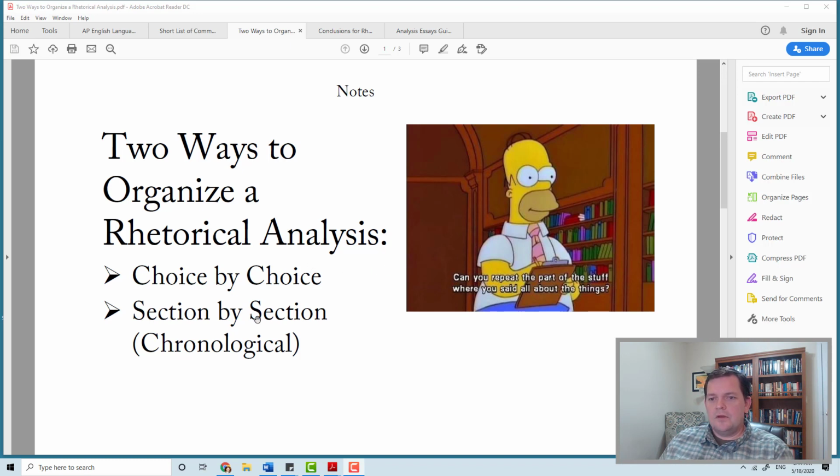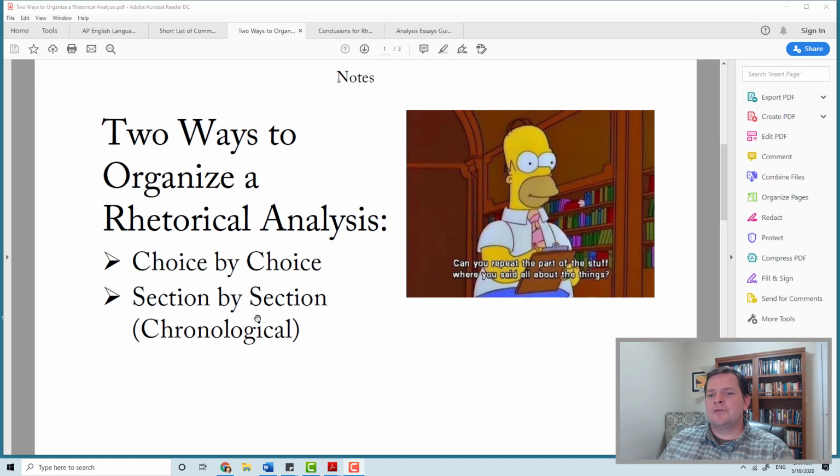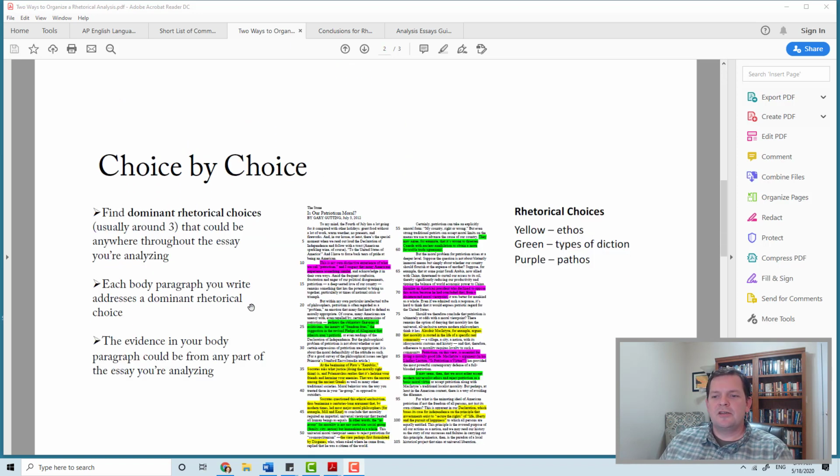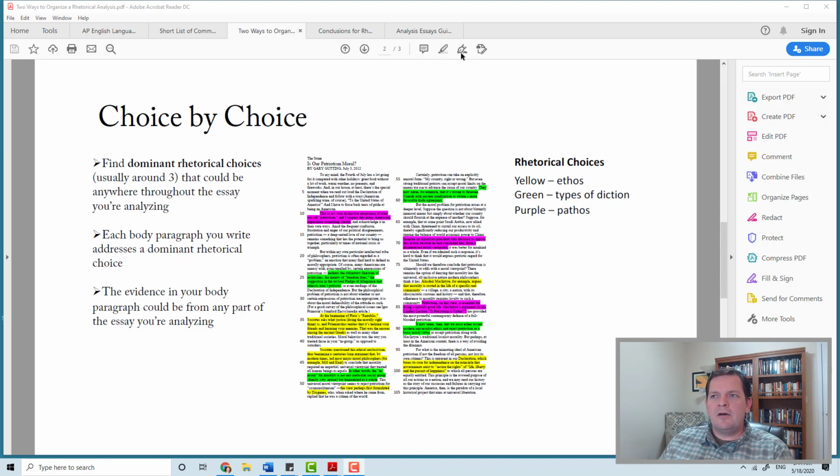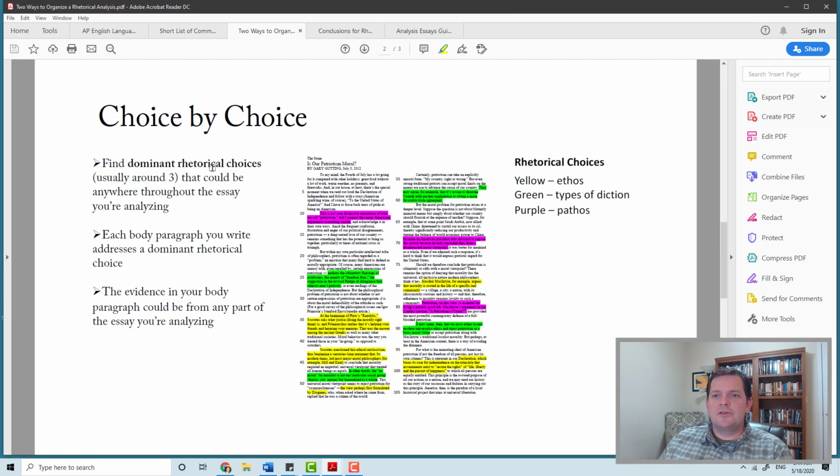And so let's look at each of these examples of either choice by choice or section by section. So when we talk about the choice by choice, this is where you find the dominant rhetorical choices, usually 3 of them. You want to try and write about 3 rhetorical choices, and these may occur anywhere in the essay. And then you want each paragraph of your paper to address one of those rhetorical elements.